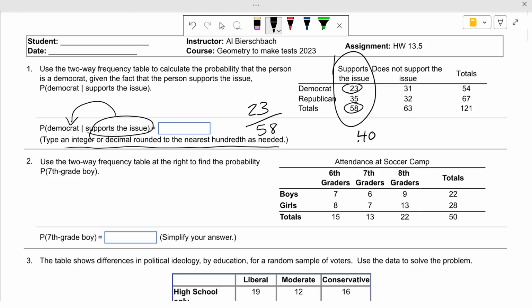All right. Now, see how this had a line and two things here. If there's no line, then you had to take the total out of everybody. Okay, out of everybody. So what's the probability that there's a 7th grade boy in that chart? Well, a 7th grade boy is right here. Out of everybody is here. So it'd be 6 out of 50, which reduces down to 3 over 25.